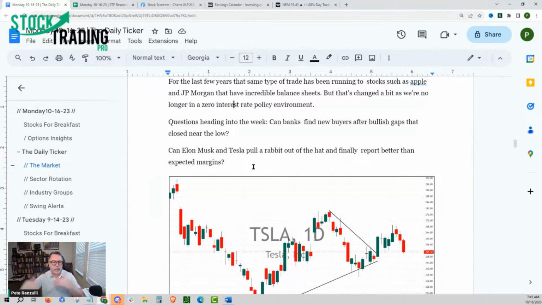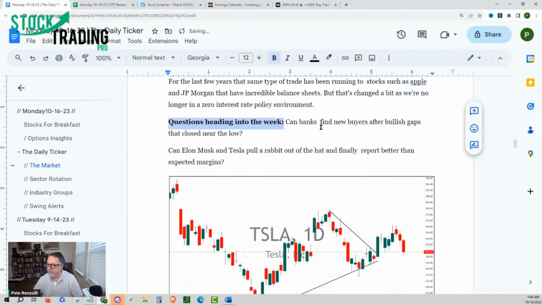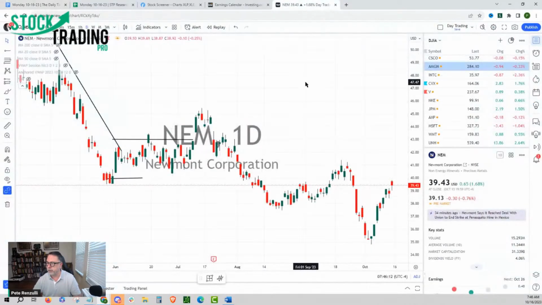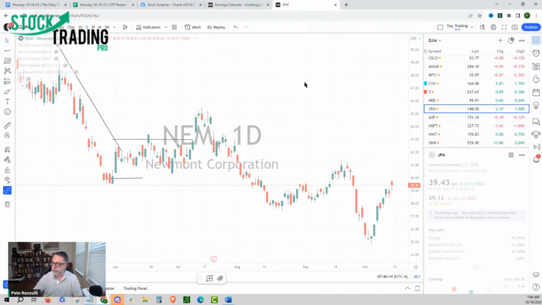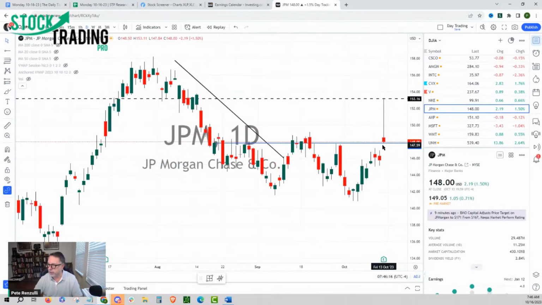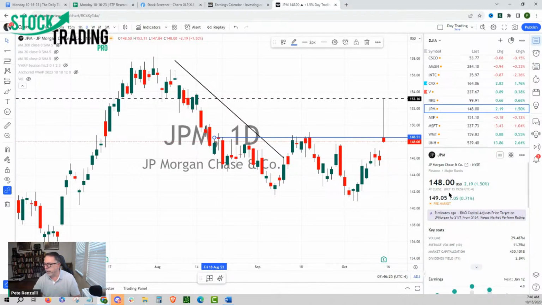Now we're starting to set up how we plan to trade heading into this week. The big question heading into this week: can banks find new buyers after the bullish gaps that close near the low? So let's specifically stick with JP Morgan. Obviously, a gigantic move in JP Morgan last week, got all the way up to this resistance and pulled back. You can see it's actually coming back. So one thing we're really going to be looking for is, can buyers get back above this level where the gap happened? That's in our universe, that earnings gap open price is a big level.